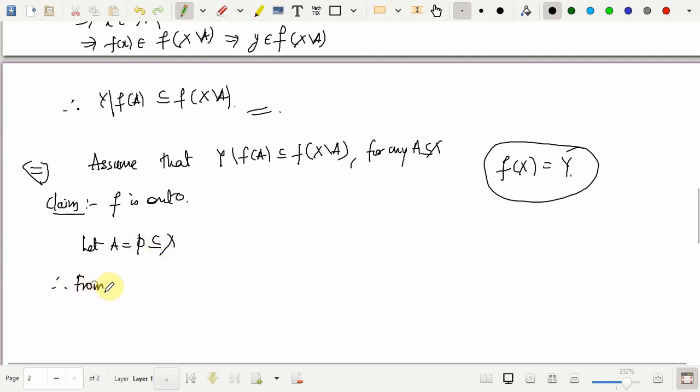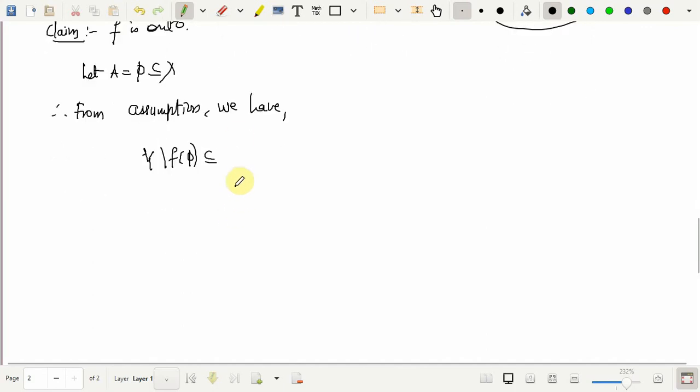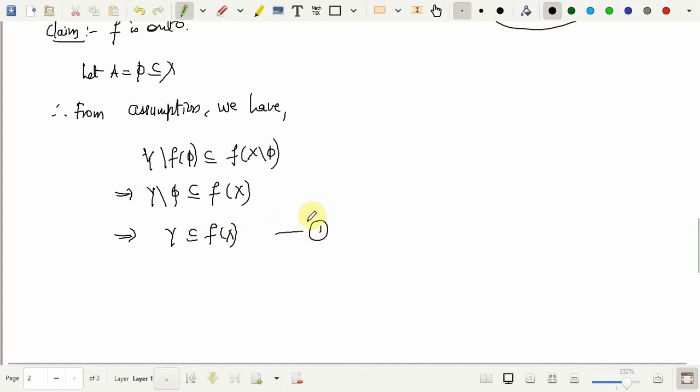Okay, so let A be an empty set which is a subset of X, and from our assumption we have Y difference f of empty set is contained in f of X difference empty, which is the same as saying Y difference empty, because f of empty is empty, and this is the same as f of X, because X difference empty is X. That is the same as saying Y is contained in f of X. And this is what we have proved.